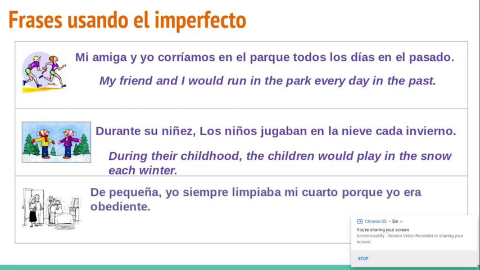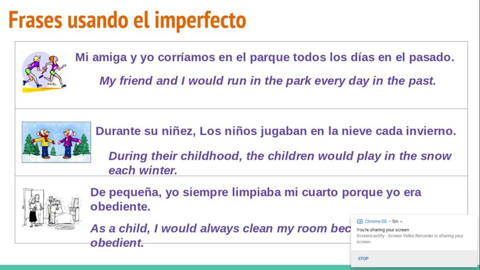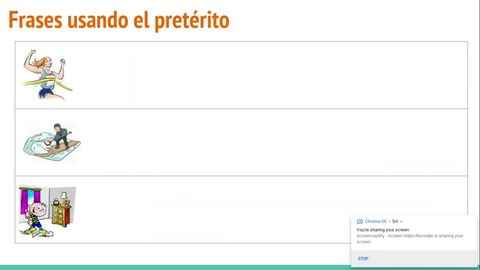De pequeña, yo siempre limpiaba mi cuarto porque yo era obediente. As a child, I always cleaned my room because I was obedient. Again, as a child. We're not saying yesterday or last year. We're saying when I was a kid. We know it's the past, but we don't know exactly when in the past.